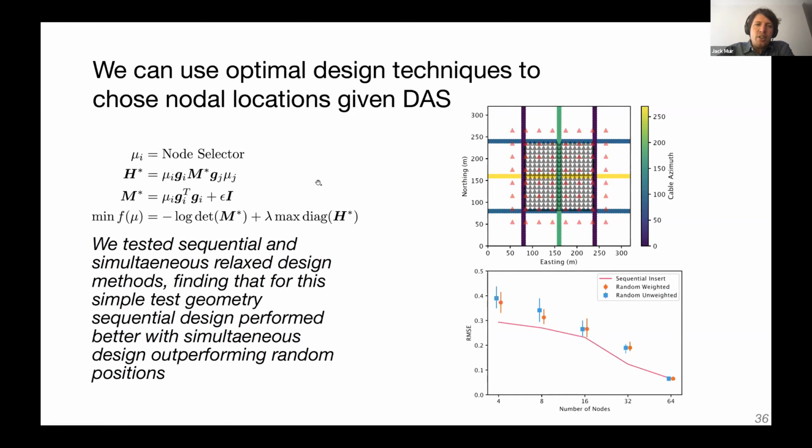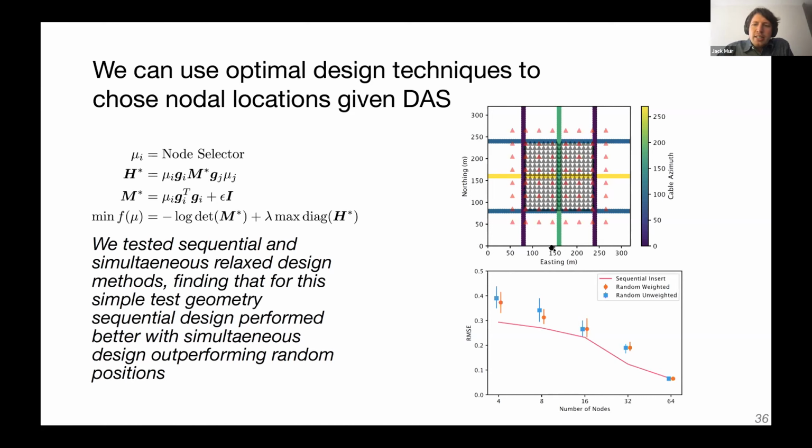theory. And so you can set up basically a problem like this, where we have these two matrices that are just linear combinations of the rows of the big G matrix that I talked about earlier. And you can use this to select the nodes by trying to minimize this function. And this is something that has really well-developed theory for 50 plus years in the optimal design world.